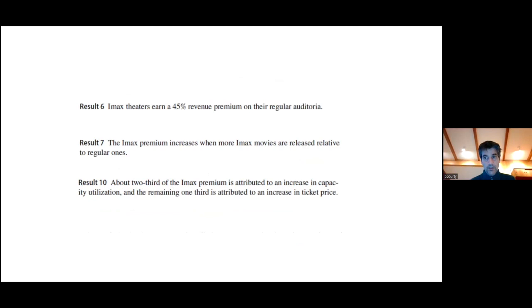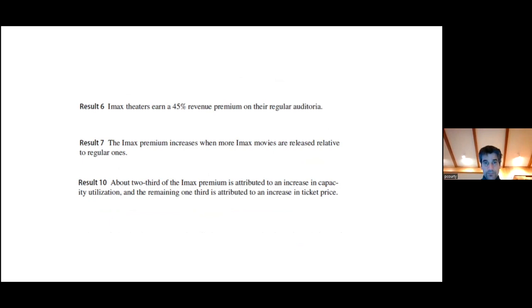Now I want to say a couple more things. I'm going to turn to the IMAX premium. So we find a very large IMAX premium. Everything else constant, a theater with an IMAX has a 45% revenue premium.